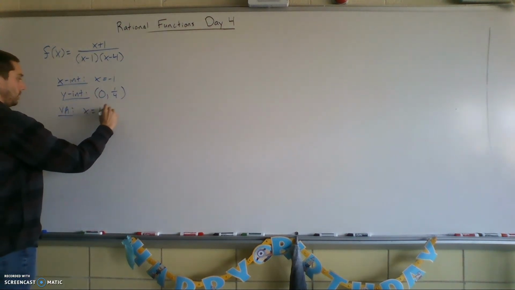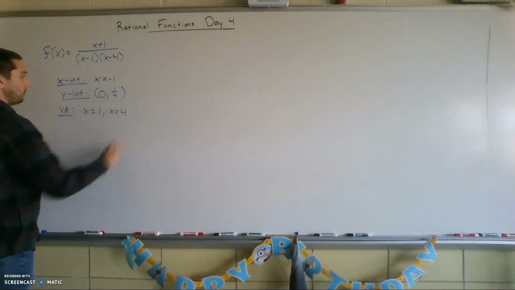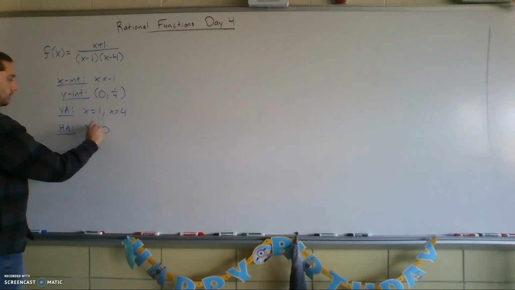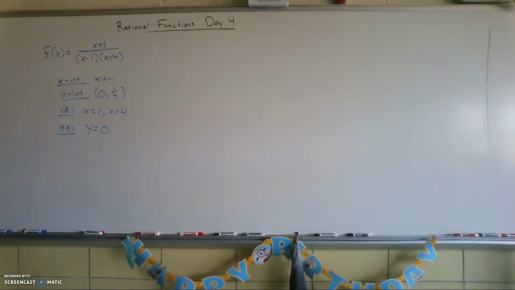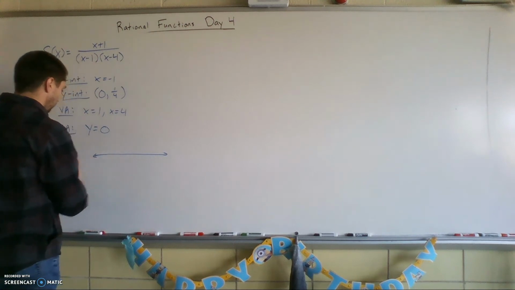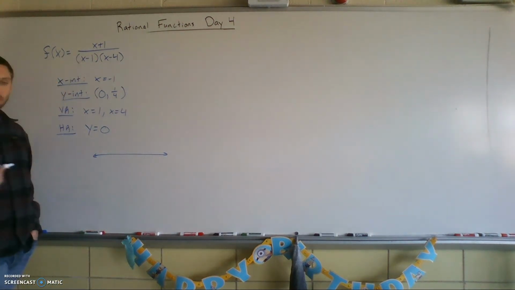Vertical asymptotes. There's 2 of them. X equals 1 and x equals 4. And then we have a horizontal asymptote, bottom heavy, so that's going to be y equals 0, and no holes to worry about here because no factors cancel out. So before I even graph anything, I'm going to go ahead and make my sign chart.